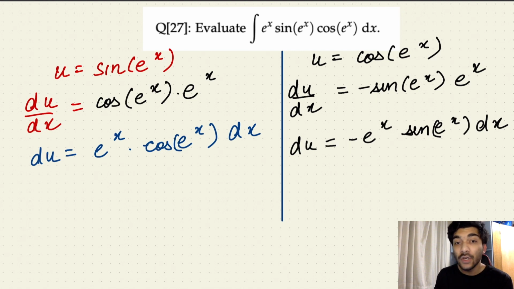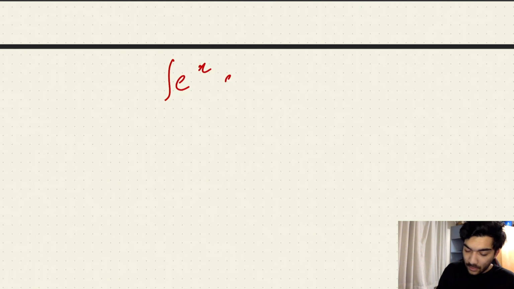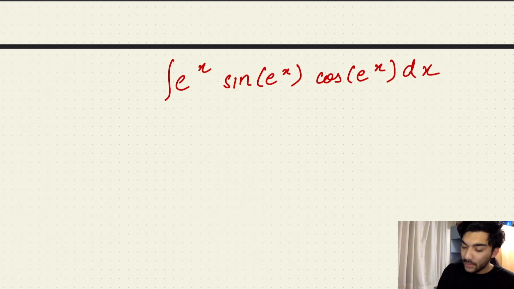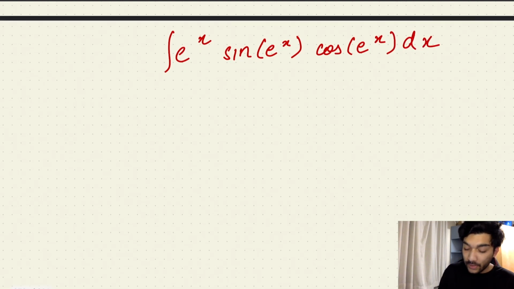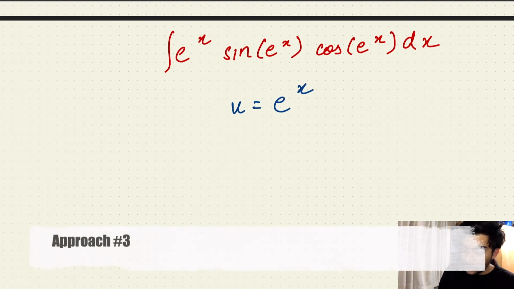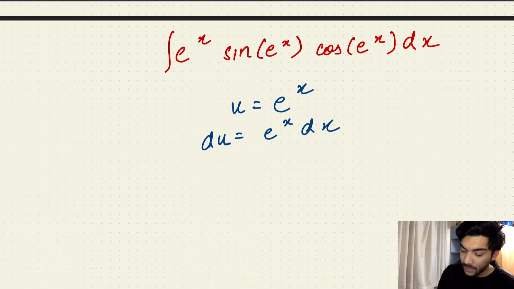And now, since we talked about three approaches to solve this question, we also know that the derivative of an exponential function is also an exponential function, right? So in this question, we have an e to the power x component which has been repeated multiple times in the same integral expression, right? So let's assume, since our integral is e to the power x sine e to the power x cos e to the power x dx, for our third approach, let's assume our u function to be simply e to the power x. So if you assume u to be e to the power x, you know that your du would be simply e to the power x dx.